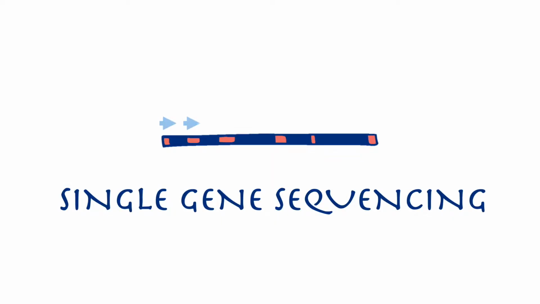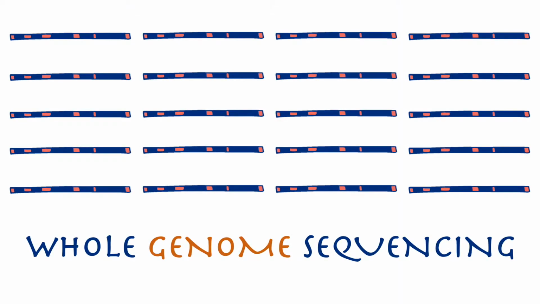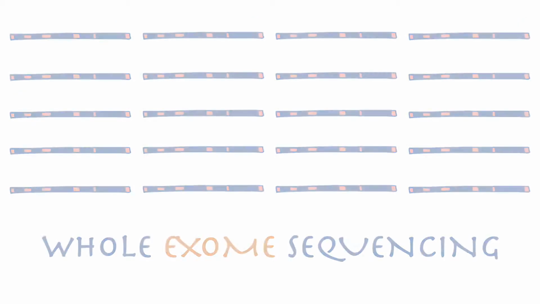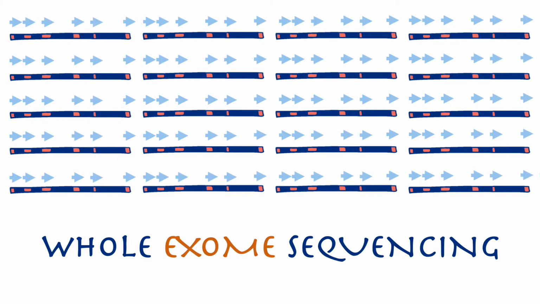In the past, scientists typically sequenced one gene at a time. Today, scientists can use new techniques which allow them to look at the sequence of all 21,000 genes in one step. When scientists look at the entire genetic sequence, it is called whole genome sequencing. When the scientists sequence the exons only, it is called whole exome sequencing.